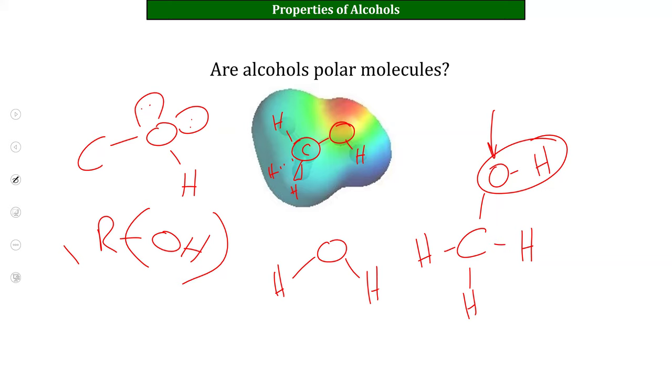But it's going to be a higher boiling point than something like ethane. Ethane, CH3, is the same size, relatively speaking, same number of electrons, just about, as methanol here. But because it's lacking that oxygen, because it's lacking the alcohol group, it's completely non-polar. It doesn't have any polar bonds.